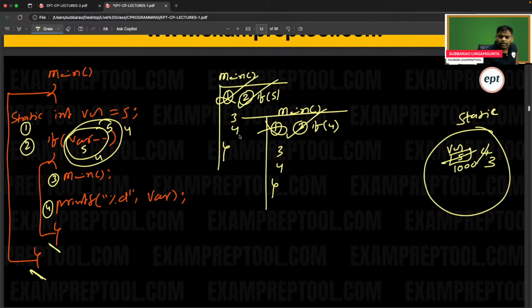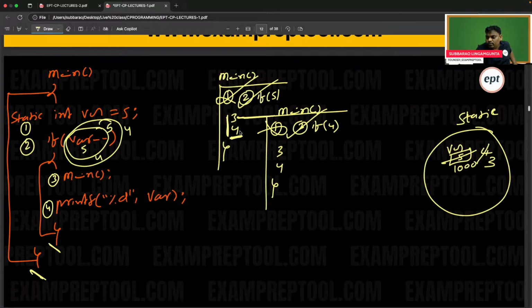Some people are asking why this fourth line is waiting, sir. Remember, after the third line is over, then only the fourth line. To complete the third line, I went outside. When I come back, I will complete the fourth line. Until that time, the fourth line is waiting in the stack. Outside work is over, then the third line is over, then I will complete the fourth line.